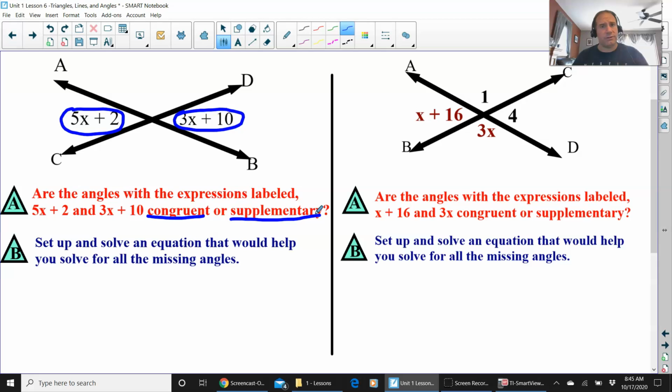So are these angles right here and right here congruent or are they supplementary? Congruent means equal to. Supplementary means you could add them up and they would be equal to 180. So are these angles congruent, equal to each other, or are they equal to 180 if you add them up? So if you said congruent, you are correct. Are the angles congruent? Yes, they are. And why are they congruent? They're equal to each other. They're vertical angles.